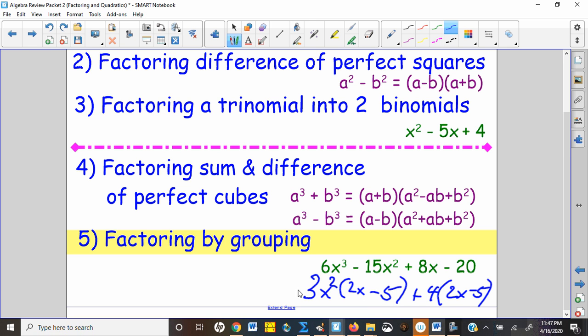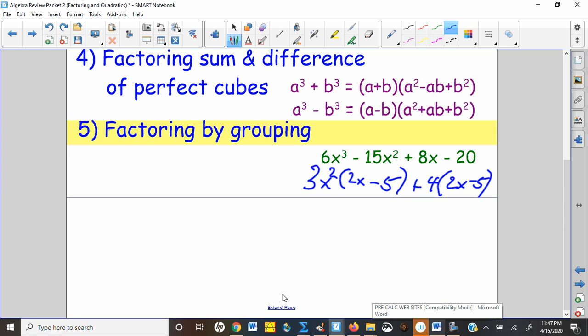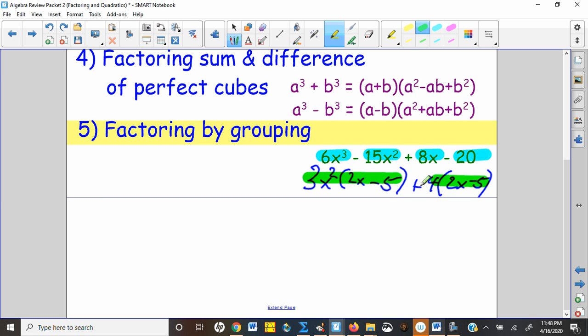Now, here's why this actually ends up working. We started this process with 1, 2, 3, 4 terms. That's an awful lot. Now I only have 1, 2 terms. See how the plus is just between the two pieces? And it's a lot easier to find something in common if you only have 2 terms instead of 5 terms. And if you look really closely, you can see that the common term isn't just a single thing, it's a binomial. The 2x minus 5 is common amongst these two things.